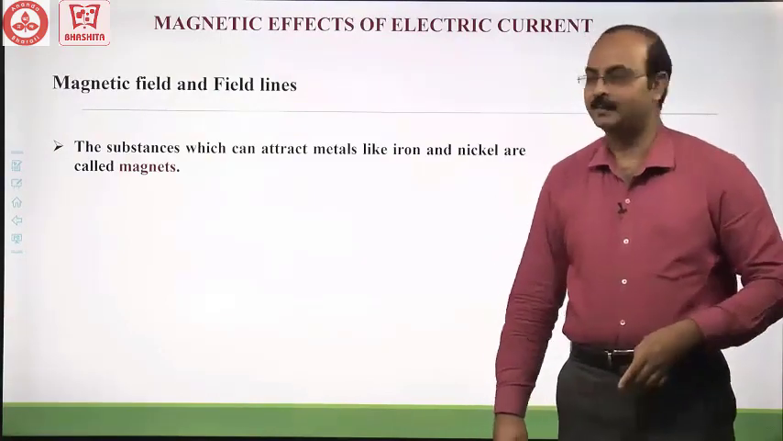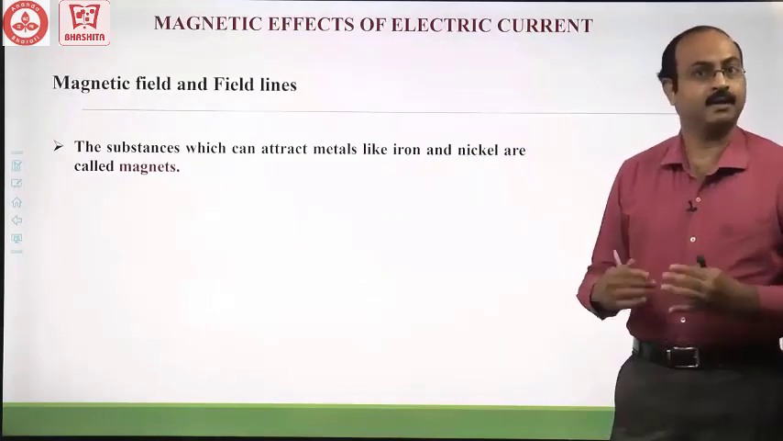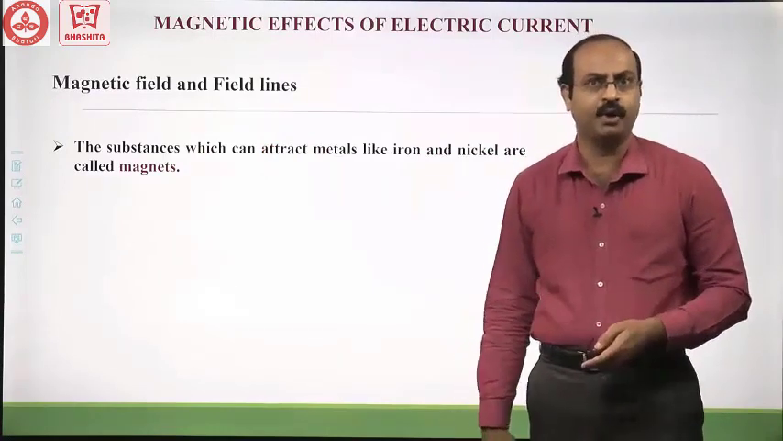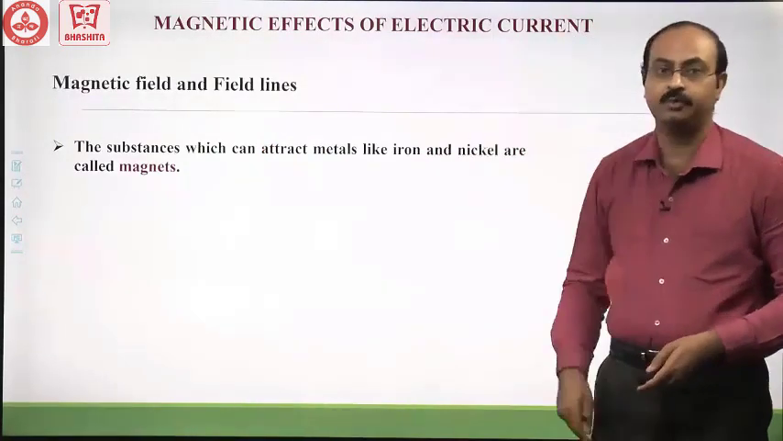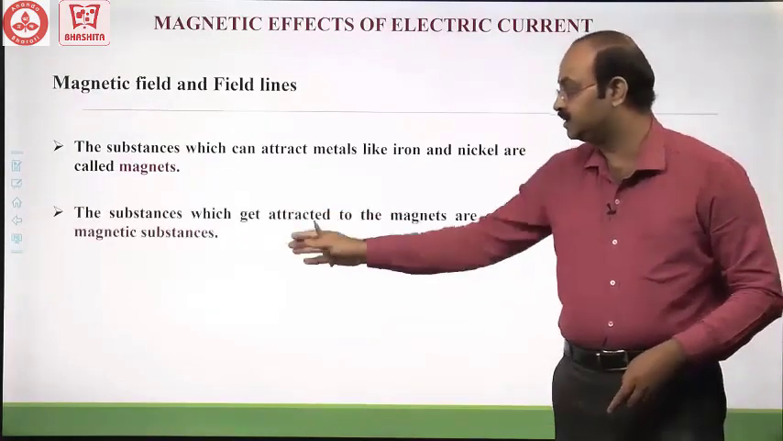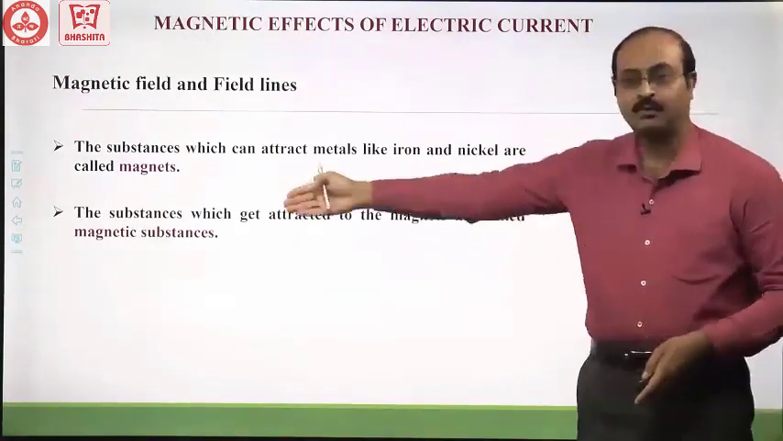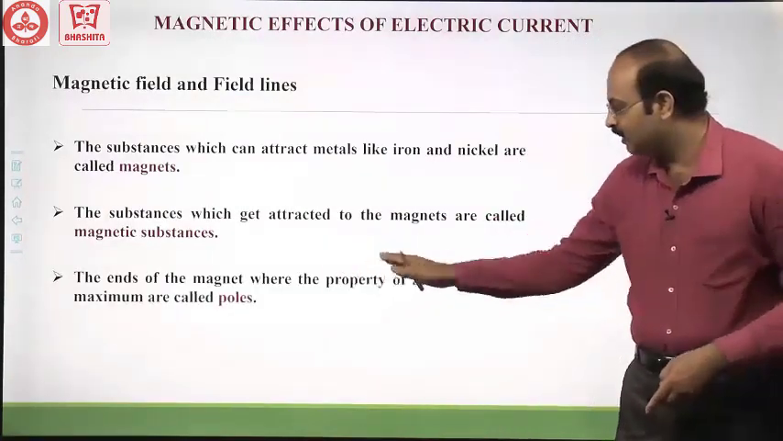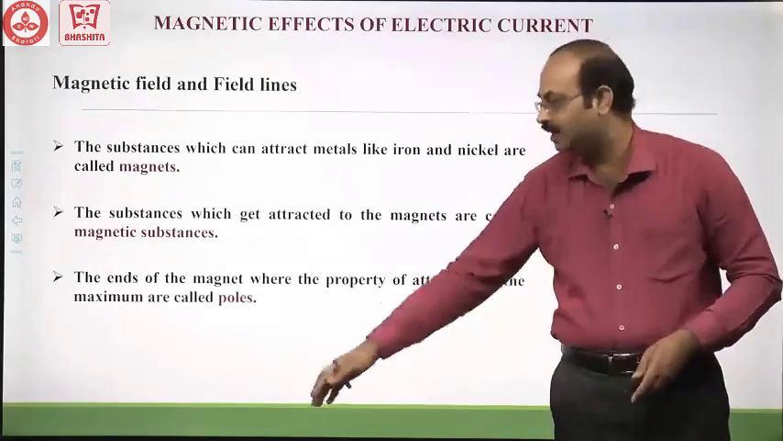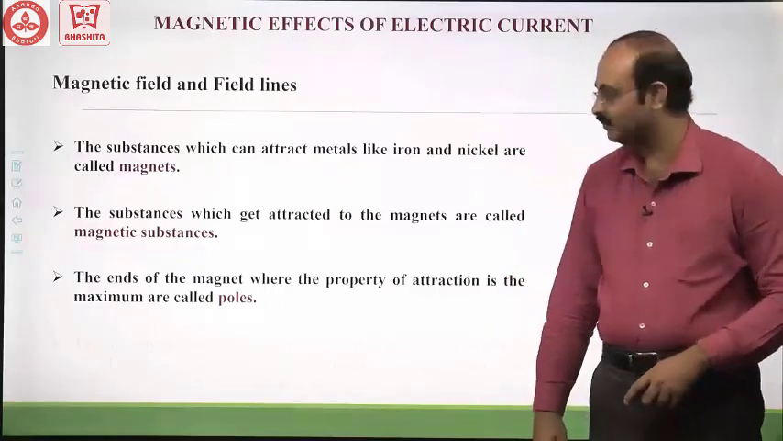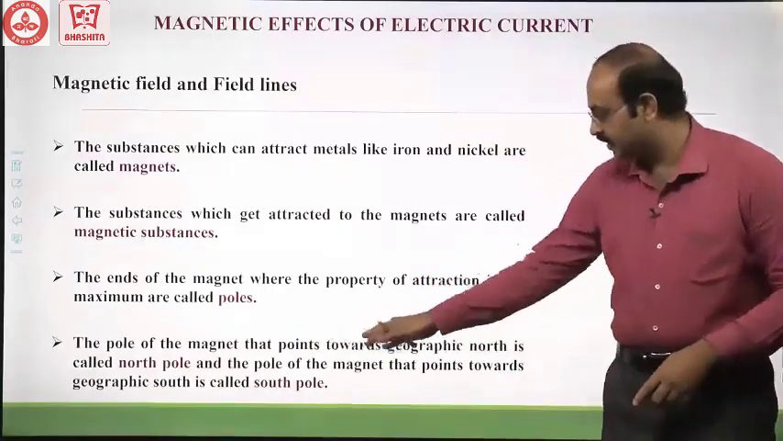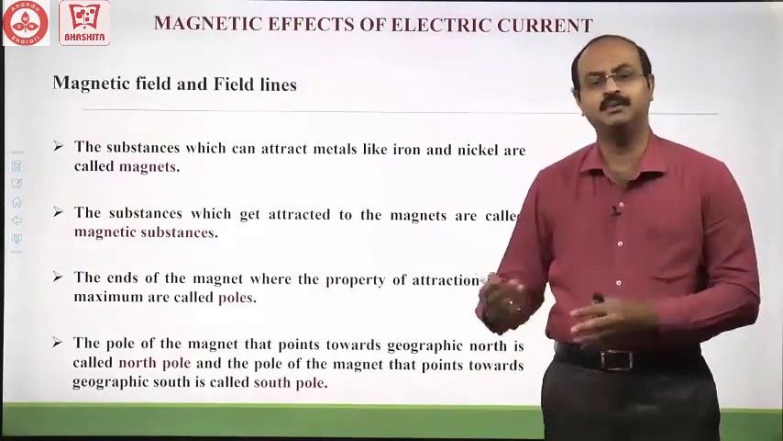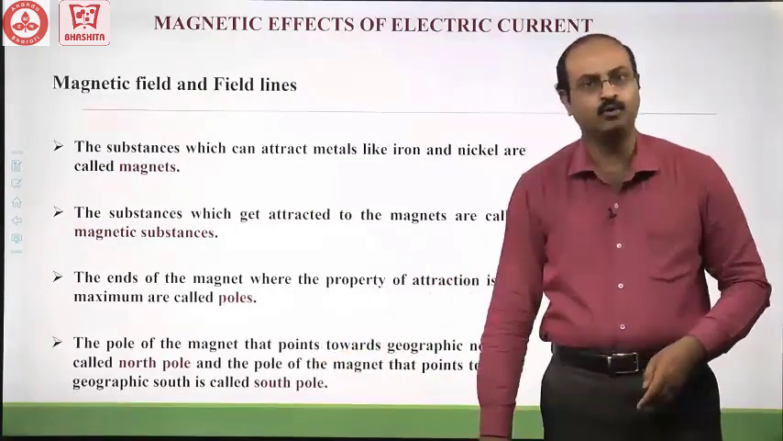The substances which can attract metals like iron and nickel are called magnets. You know this point. So, right from what is a magnet onwards, the topic is built upon. Then the substances which get attracted to the magnets are called magnetic substances. The ends of the magnet where the property of attraction is the maximum are called what? Poles. And the pole of the magnet that points towards the geographic north will be called the north pole, and similarly you can define the south pole also.